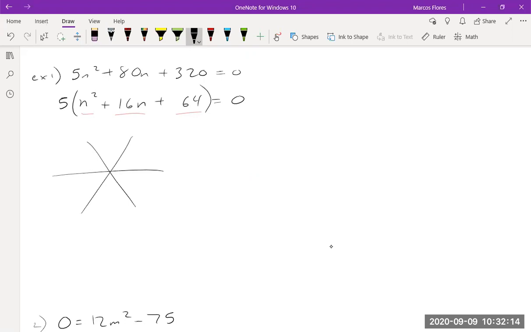On top is your A, which is 1, times your C, which is 64. So it's 64. On the bottom is your B, which is 16. This is N and N. Two numbers that multiply to 64 and add to 16. 8 and 8. So my factor is 5, n plus 8, n plus 8.